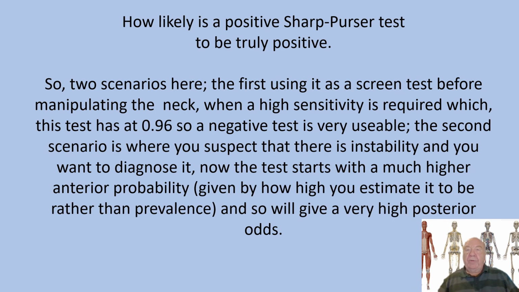So there are two reasons to do a Sharp-Purser test. One is a screen where you expect the test to be negative, because you don't believe the patient has that condition. And the other is where you believe the condition might be present, just might be present, and you need to do the test to increase the odds of it being present, or get rid of it almost entirely, although the negative likelihood ratio isn't that great. But you expect this to be a negative test anyway. So it depends on why you're doing the test.